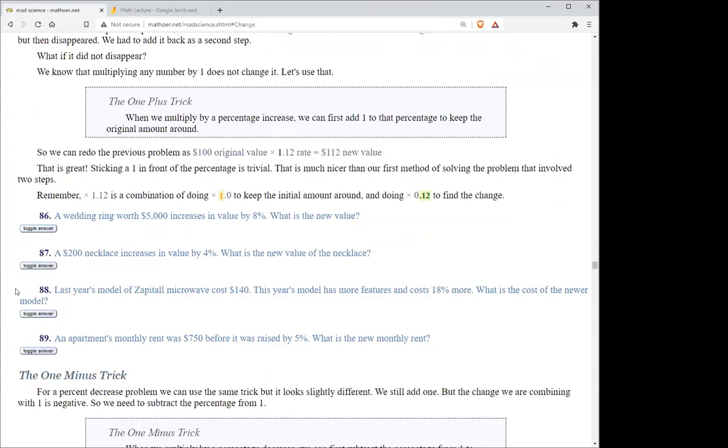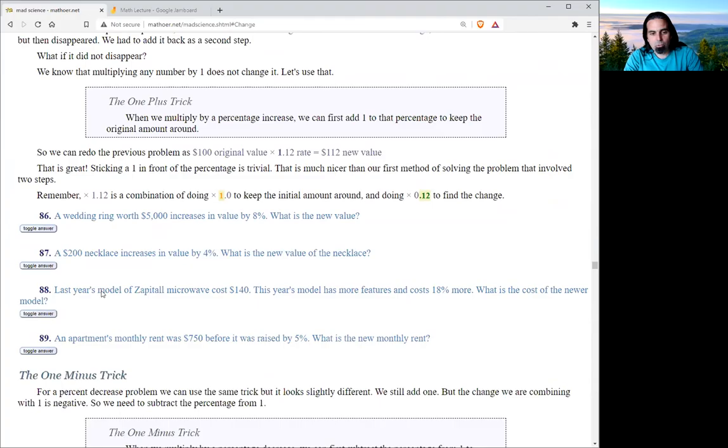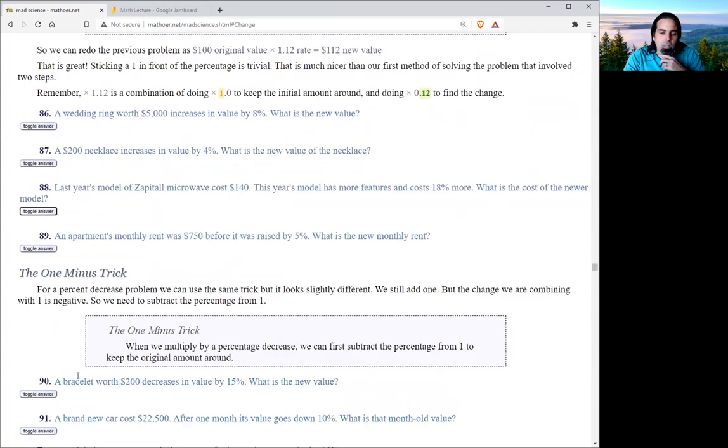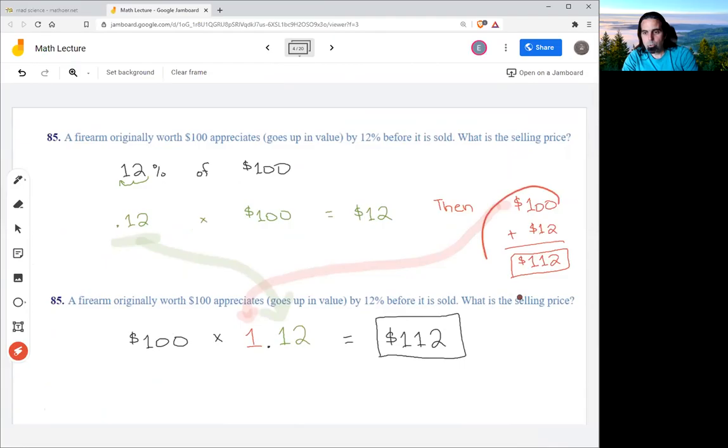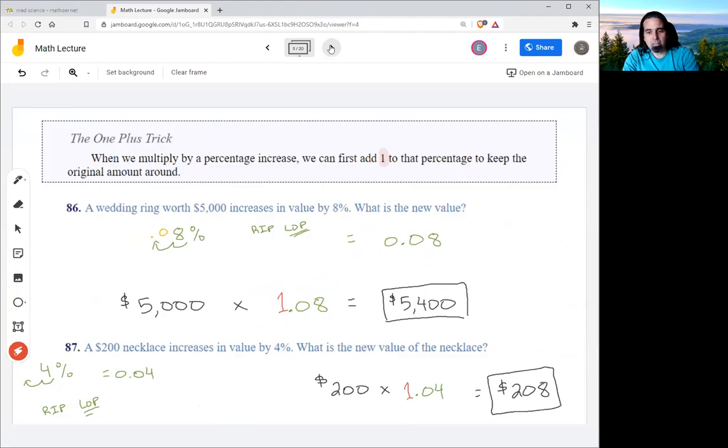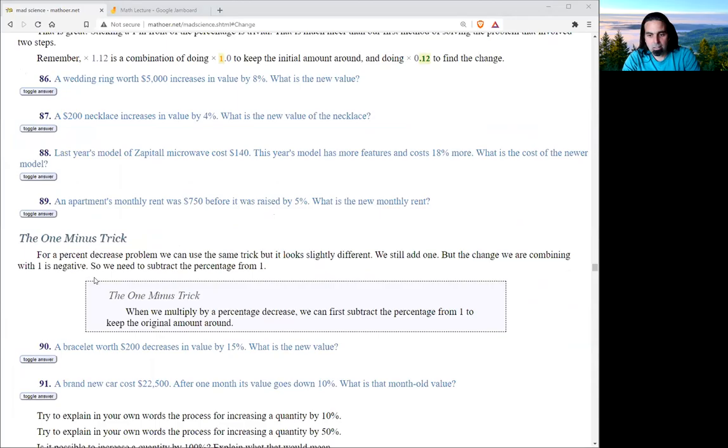No questions here. Okay, there's two more. A microwave and a rent changing. You can try those. Look at the answer on your own after class. There is also a one minus trick, but not everyone likes it. So the one plus trick everyone likes because I could add up two numbers or I could put a one in front. Which of those is easier? Everyone likes to put a one in front. The one minus trick isn't quite so cool a trick. The shortcut is harder than just putting a one in front of the decimal you're using anyway. So some people like it, and other people say, nah, it's not worth it. So either way, it works.